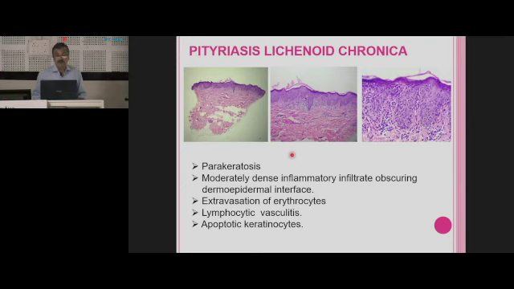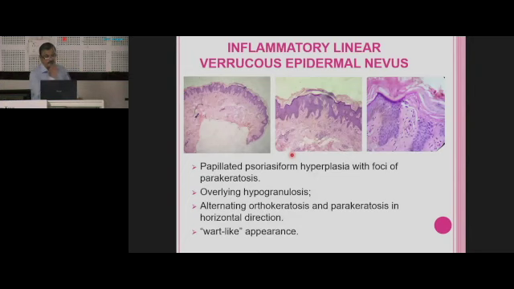Then inflammatory linear verrucous epidermal nevus. Here, this is a hamartomatous condition seen in young patients. The papillated psoriasiform hyperplasia with foci of parakeratosis is seen. There is overlying hypogranulosis, alternating orthokeratosis and parakeratosis in the horizontal direction, and this gives the wart-like appearance.